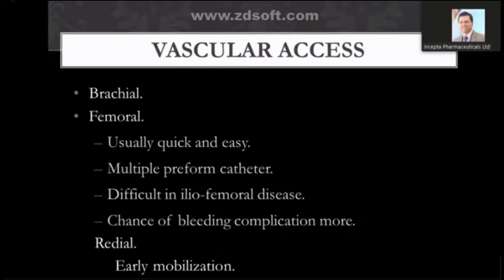And common access, although nowadays radial is used in the majority of cases, but you also need to know other routes like brachial and femoral. Initially, it was done by brachial, then it came to femoral. Although femoral is usually quick and easier, you can change multiple catheters, but it is difficult in iliofemoral disease, and the complication rate is much higher. Contrary to that, most of the interventionists, most of the cardiologists now switch to radial because of early mobilization, fewer complications, and patient comfort.